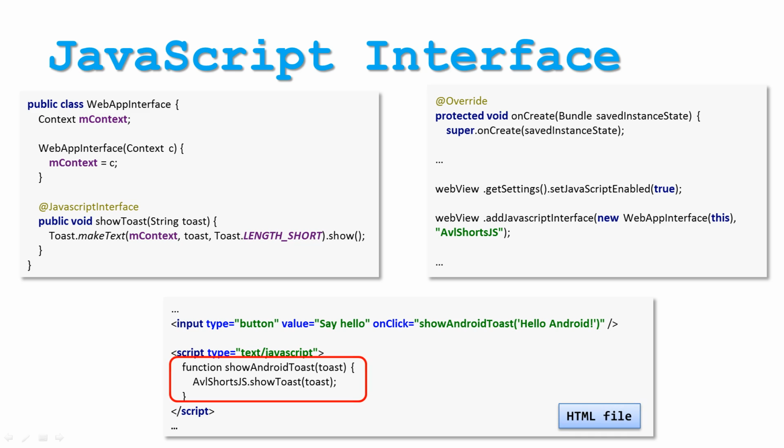The JavaScript can now invoke the exposed native method. Also, there's no need to initialize the Android interface from JavaScript code. The WebView automatically makes it available to your web page.